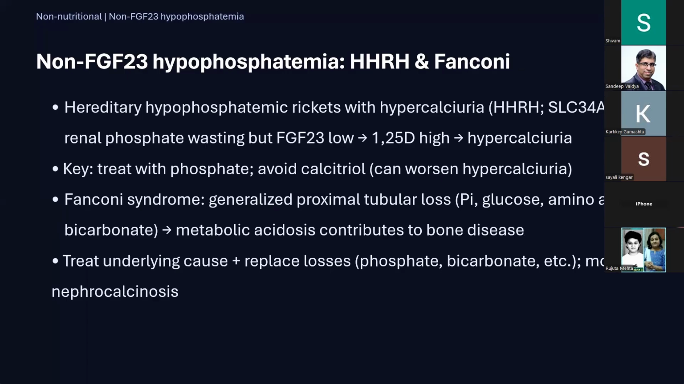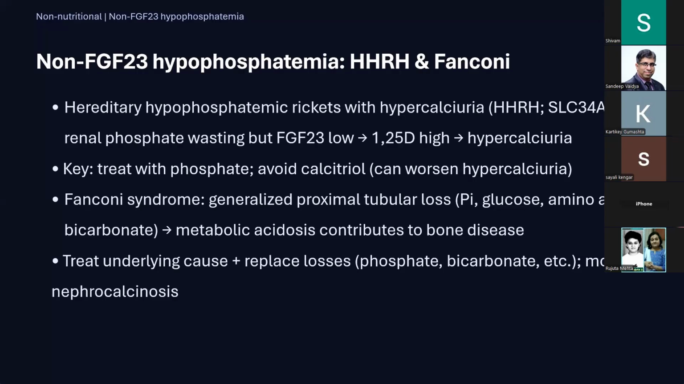Non-FGF hypophosphatemic rickets include other types. One of them is hereditary hypophosphatemic rickets with hypercalciuria, in which renal phosphate wasting occurs but FGF is low. It is basically SLC34A3 gene mediated, and vitamin D is high, thus hypercalciuria is also happening. The key is to treat with phosphate and avoid calcitriol, as it can worsen the hypercalciuria.